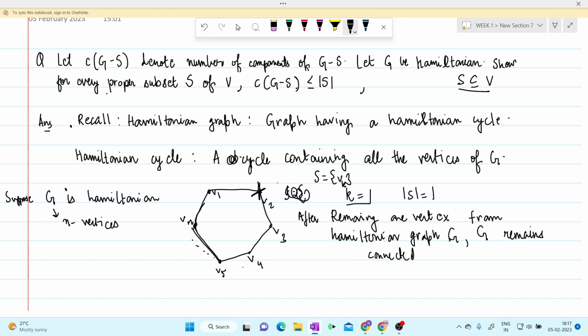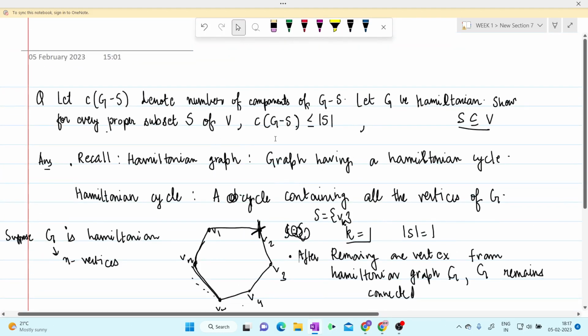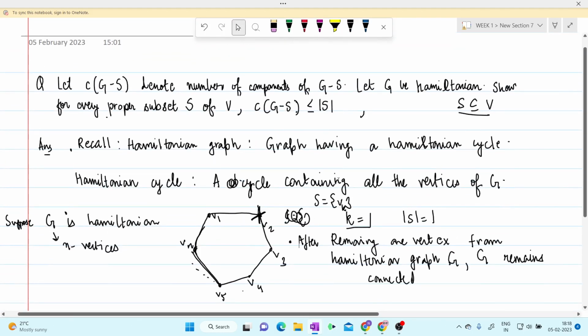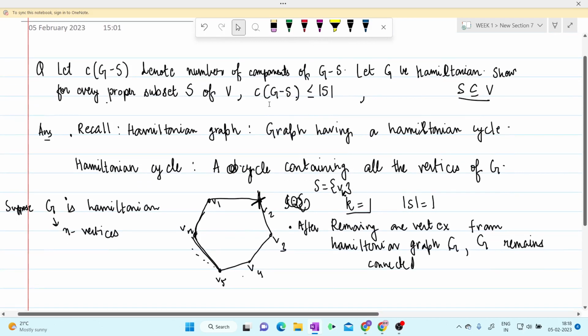If you remove one vertex, it will be connected. But if you remove two vertices, then it might or might not be connected. But in this question, for the first case, we have just one single vertex. So the question is reduced to showing that for this particular case, when S has just one vertex, after removing one vertex the graph remains connected.